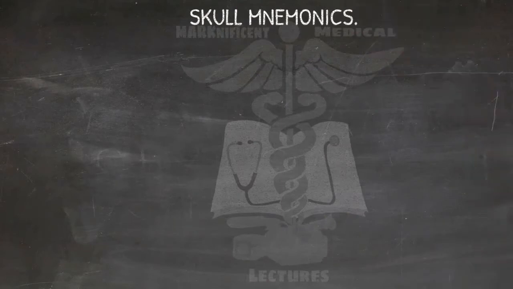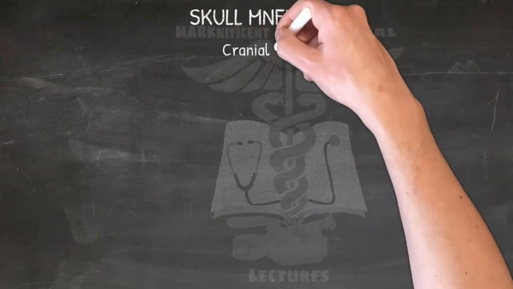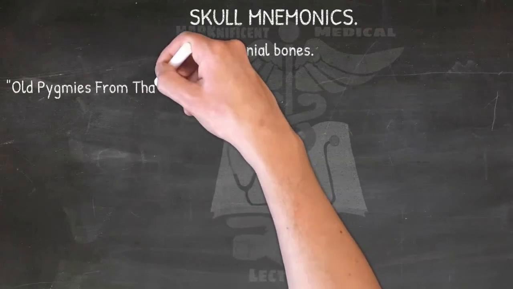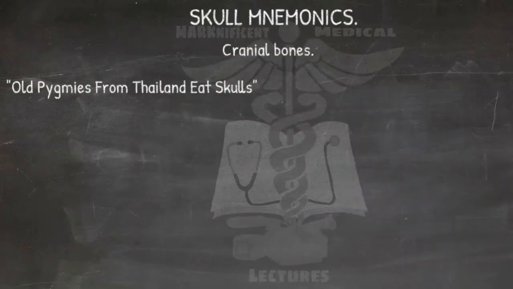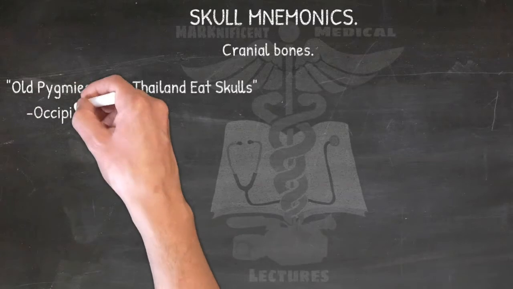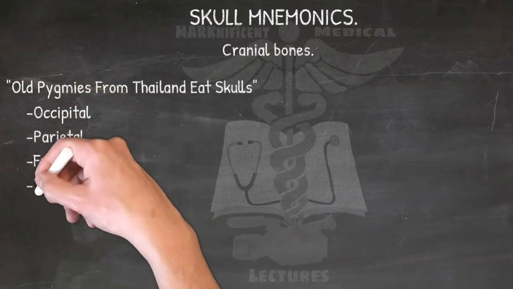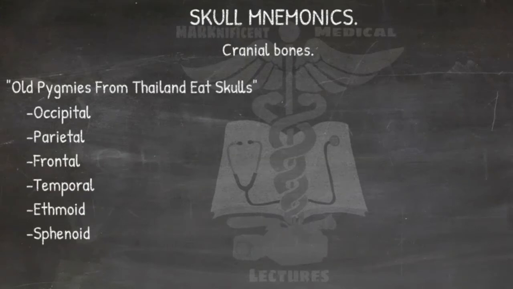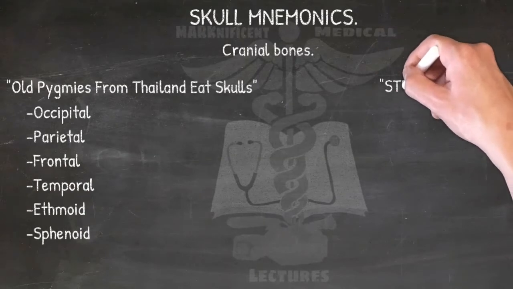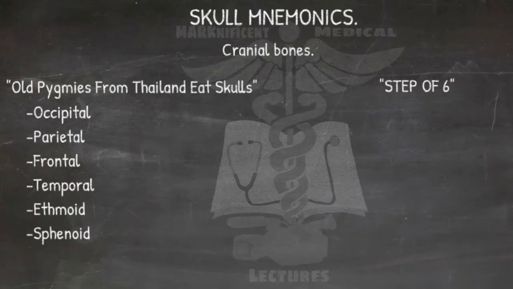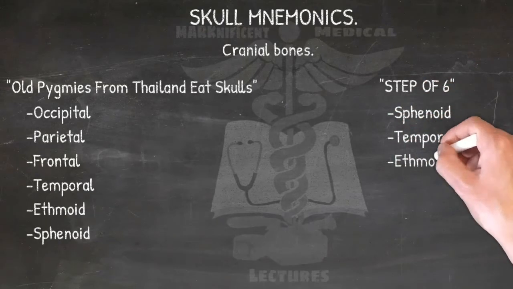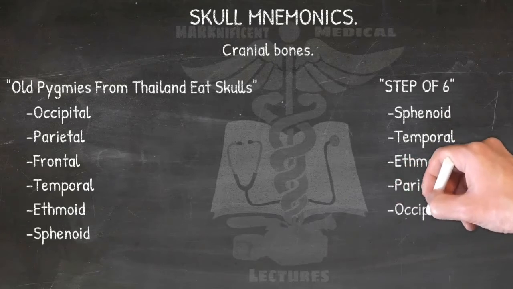Skull mnemonics. Cranial bones. Old pygmies from Thailand eat skulls. Occipital, parietal, frontal, temporal, ethmoid and sphenoid. Alternatively, you can go with step of 6. The 6 skull bones are sphenoid, temporal, ethmoid, parietal, occipital, and frontal.